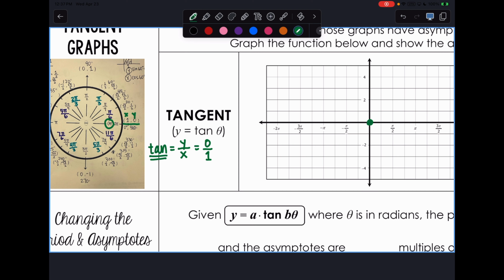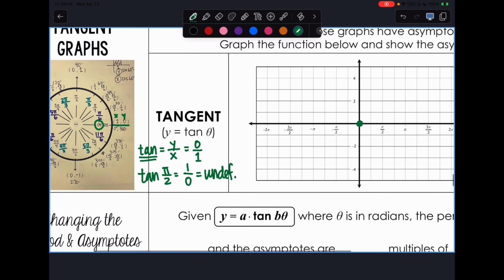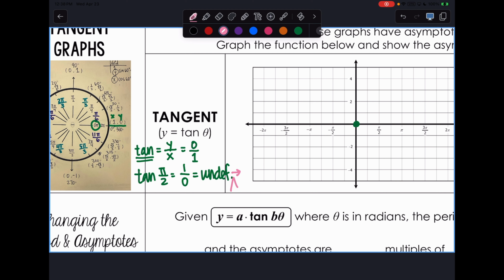If I go to 90 degrees, which is pi over 2, what happens with my tangent there? Tangent of pi over 2 equals 1 over 0. Is that something I can have as a real number? No, it's undefined, right? Therefore, we are going to have what? It means you're going to have, yep, at pi over 2 it's going to be an asymptote. Okay?